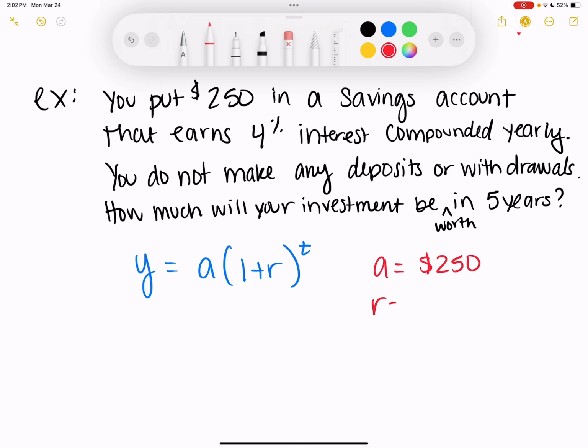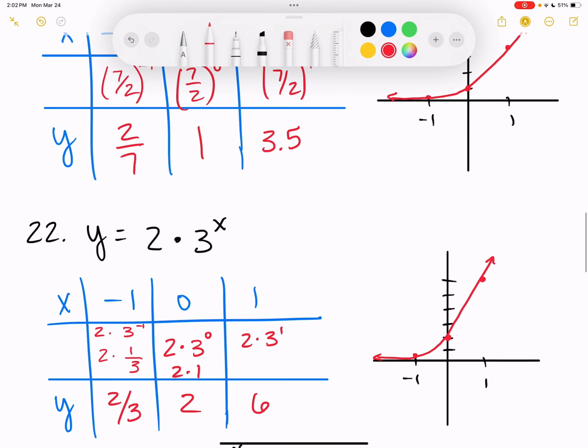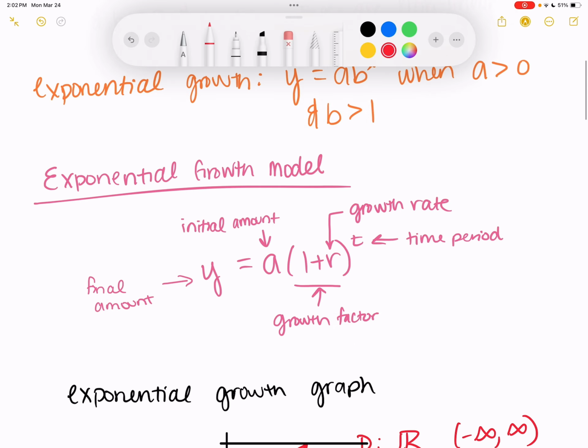R is 4%. But when I plug it in, I've got to turn that into a decimal. So what is 4% as a decimal? 0.04. So it has to be a decimal. I did not specify that up here. I'm going to go back and write that in. Growth rate as a decimal. I know it's a different color, but I don't care. Make sure that you put that in as a decimal or you're not going to get the right answer.